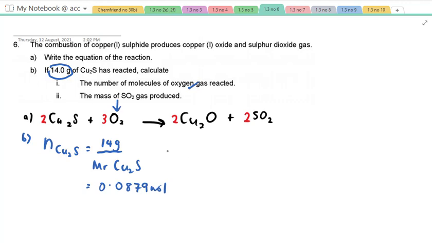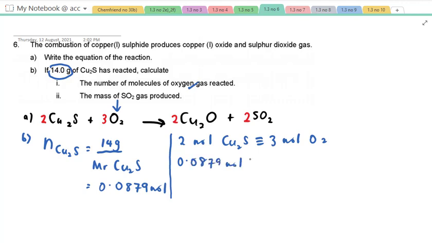Next is to, as usual, write the proportion. 2 mole of Cu2S reacts with 3 mole of O2. Since it is only 0.0879 mole of Cu2S, this mole will react with how much? 0.132 mole of O2. So again, how can we solve this proportion? Divide by 2 times 3. That is how you solve the proportion.